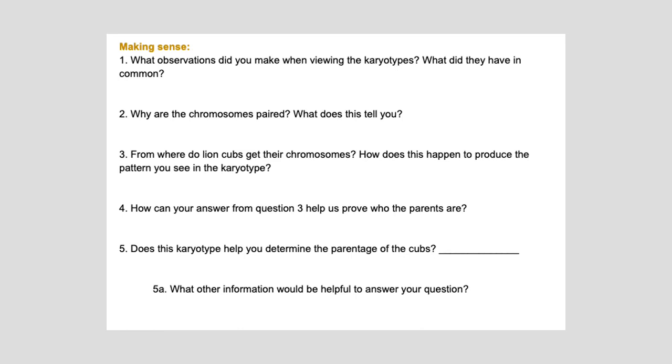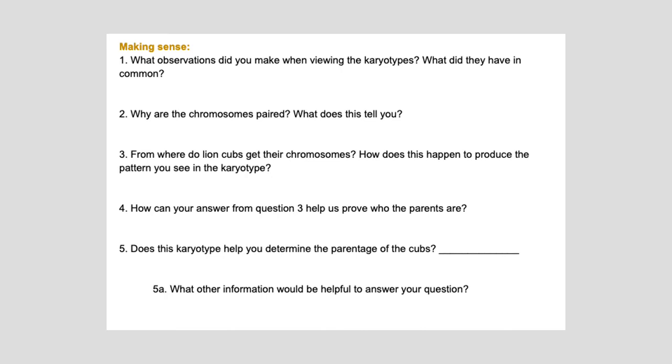Why are the chromosomes paired? You'll notice that each of those chromosomes is two chromosomes put together. So think about where you get your chromosomes. Why would you have one chromosome from someone and one chromosome from somewhere else? And what would that tell you about what we could do with those chromosomes or those karyotypes?